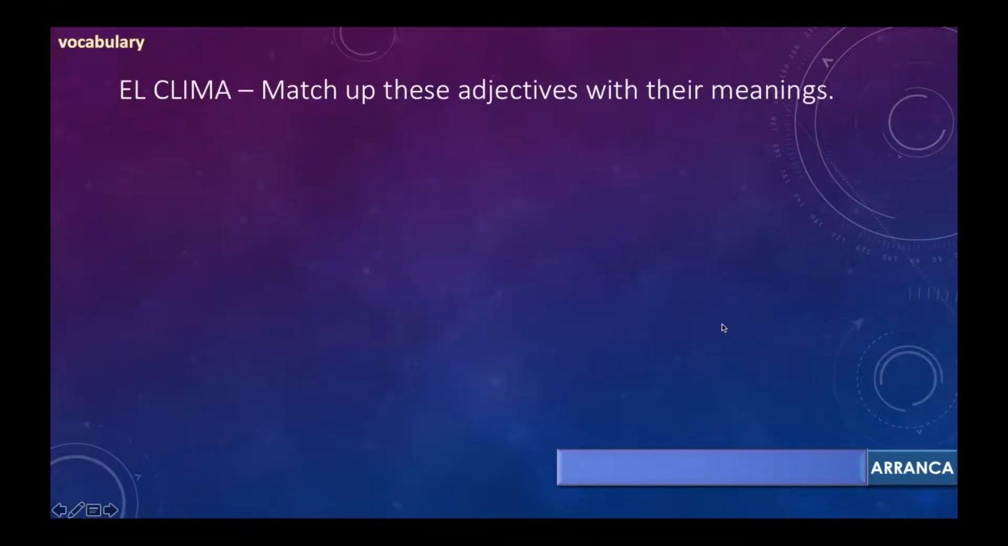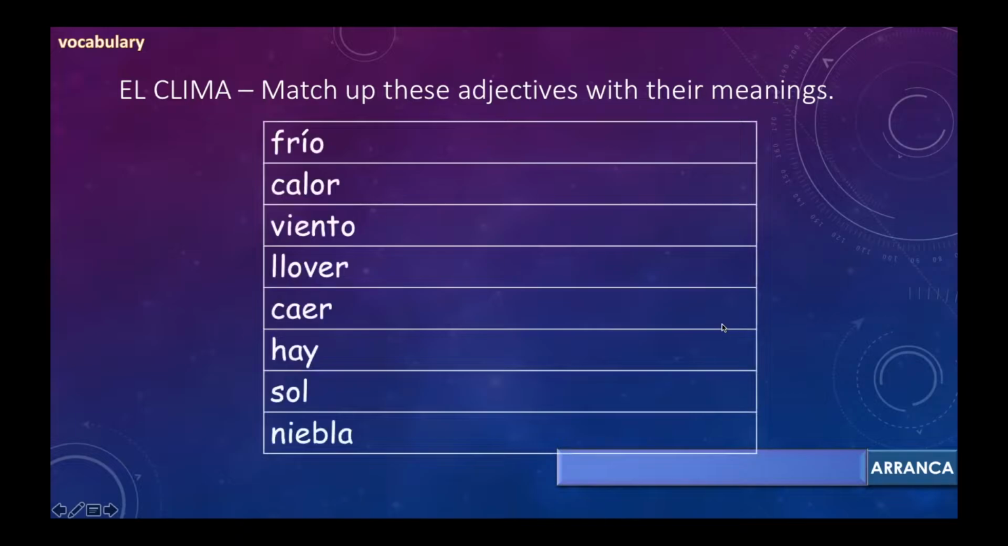Now we're going to talk about the weather, el clima. So I would like to match up these adjectives with their meanings. Here we go. Off we go.